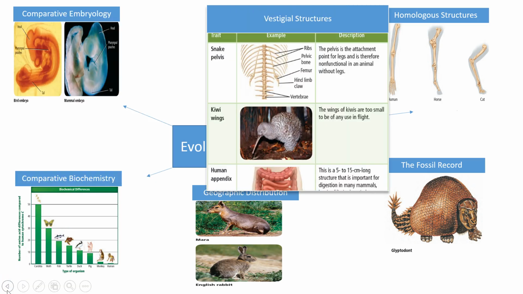Up next, vestigial structures. Why do snakes have a pelvis? Pelvises are usually used for supporting legs. Why do kiwis, a bird that walks on the ground, why do they have wings? Why do humans have appendixes? Well, it's because those structures are left over from when the common ancestors used those. The ancestor to a snake had legs. The ancestor to a kiwi had functional wings. The ancestors to humans had an appendix that served a function.